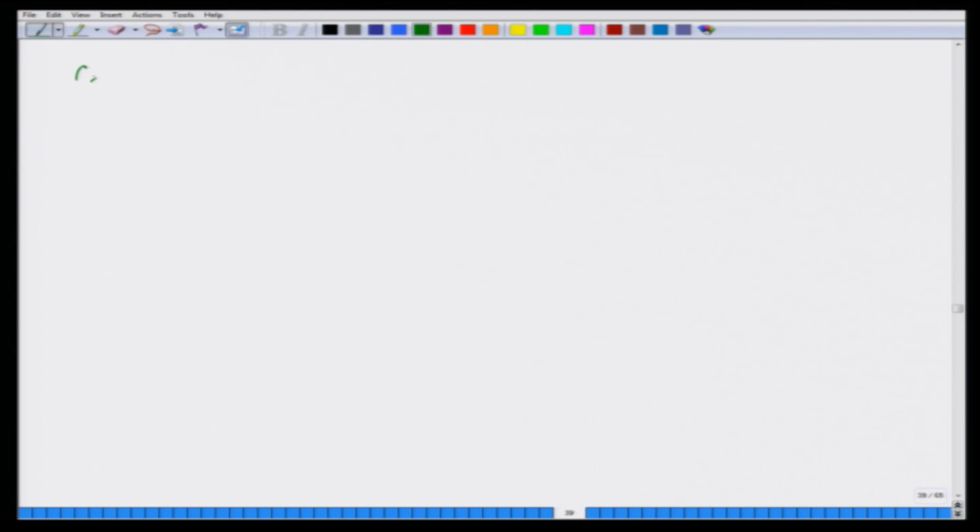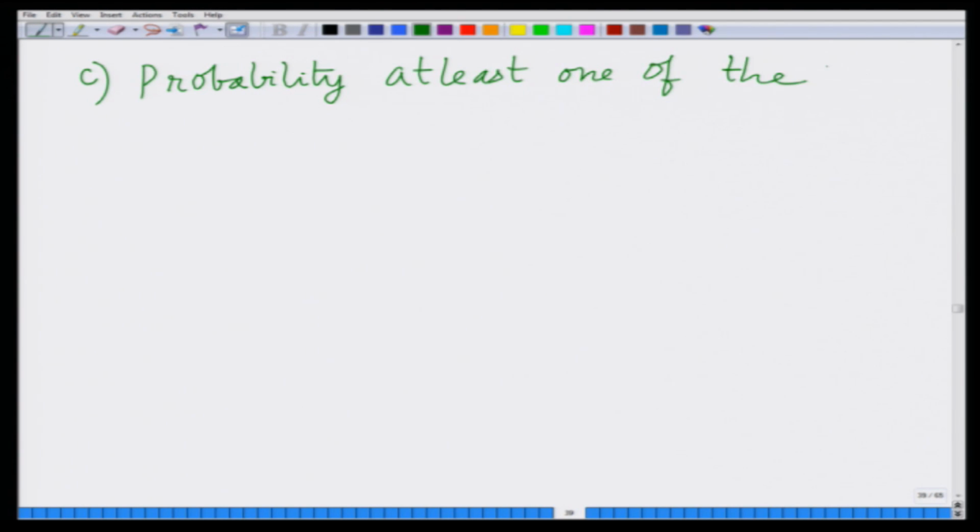Alright. Now, let us ask another question, which is the last question, part C of the same question. Let us ask the question, what is the probability that at least one of the symbols belongs to A?